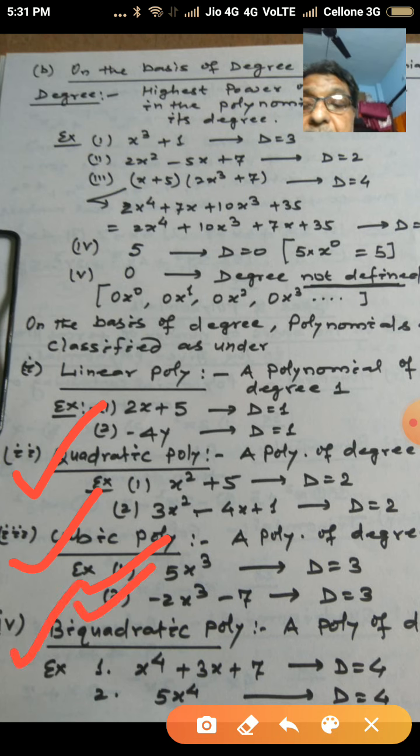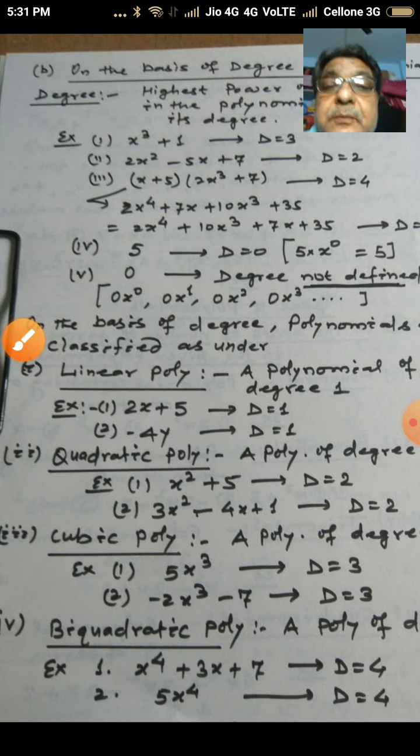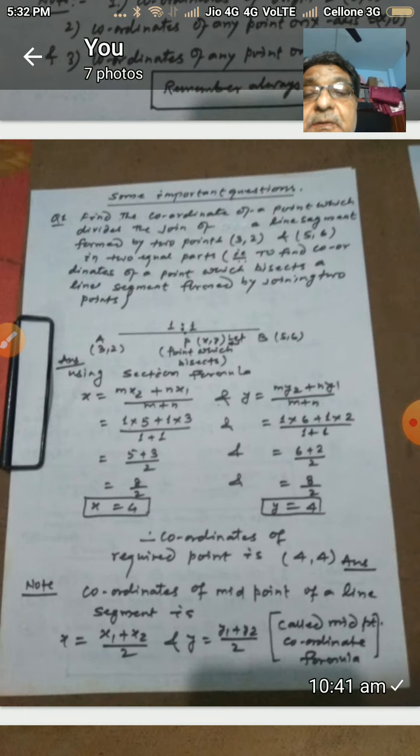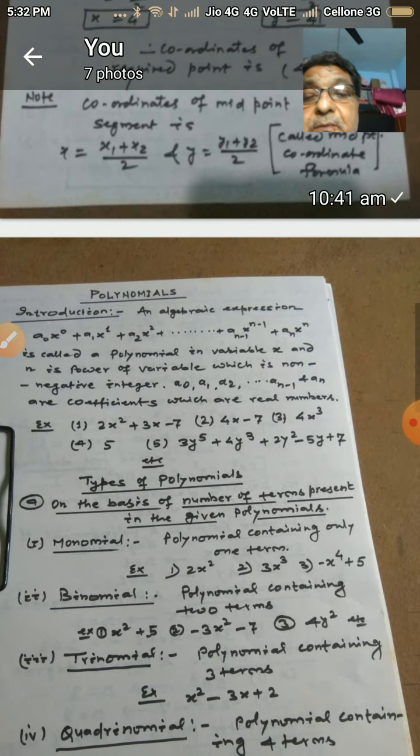And biquadratic is a polynomial having degree 4, so an example is x to the power 4 plus 3x plus 7, or simply 5x to the power 4. So all are the classes on the basis of degree, and more than 4 we are not concerned with, as it is sufficient for our requirement too.